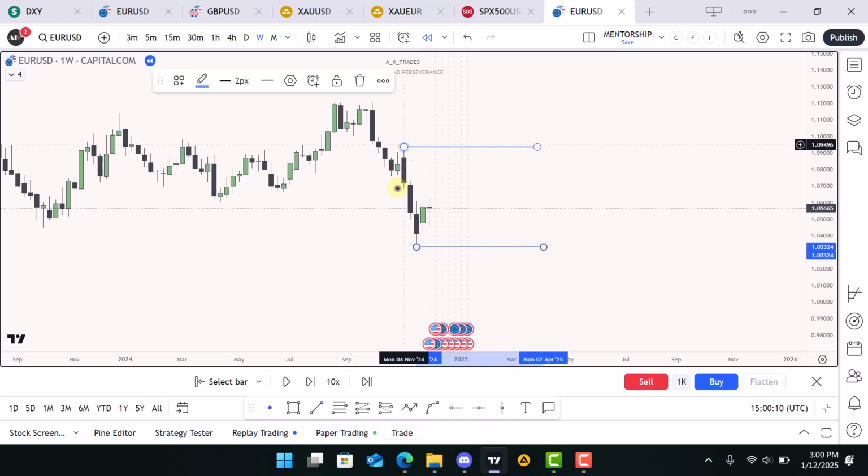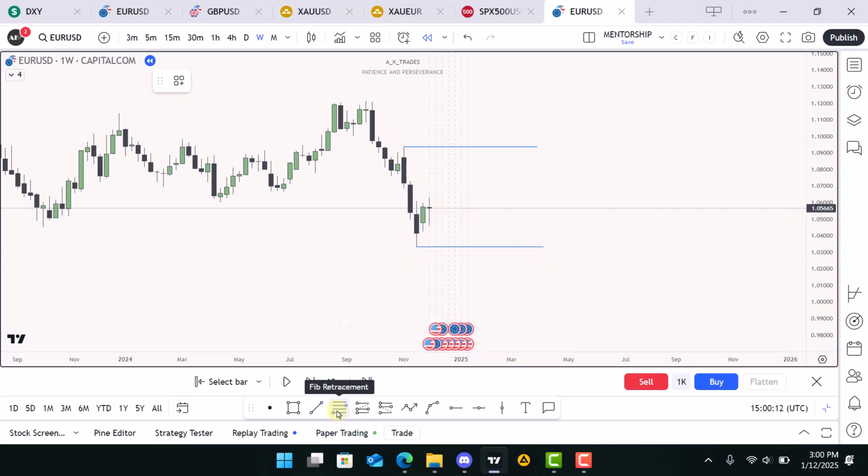Now within this dealing range, what I do is identify my premium and discount zones with my Fibonacci tool. So this is my discount and then a premium zone. And as we can see, the market is making lower lows and then lower highs. That is, we are in a bearish market.